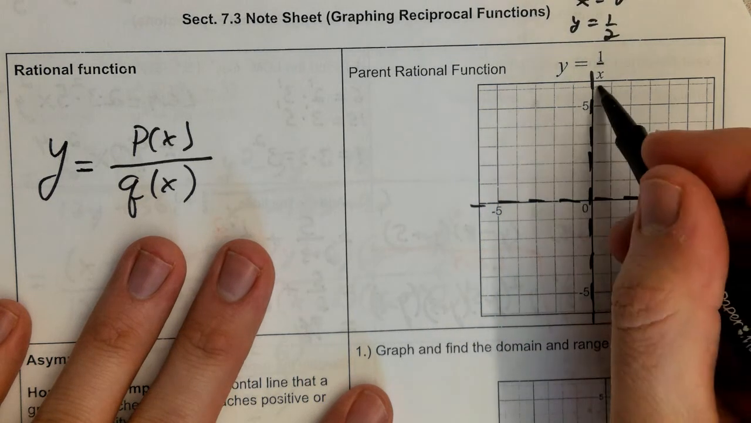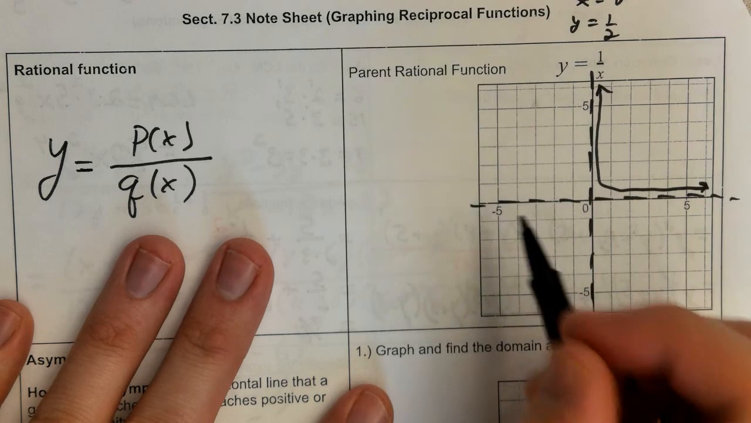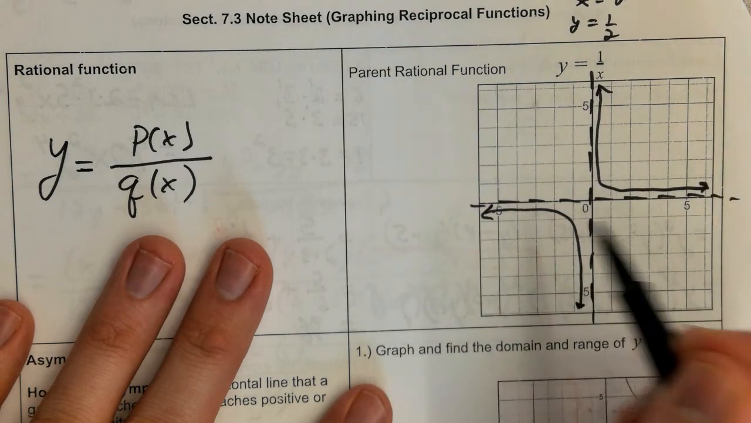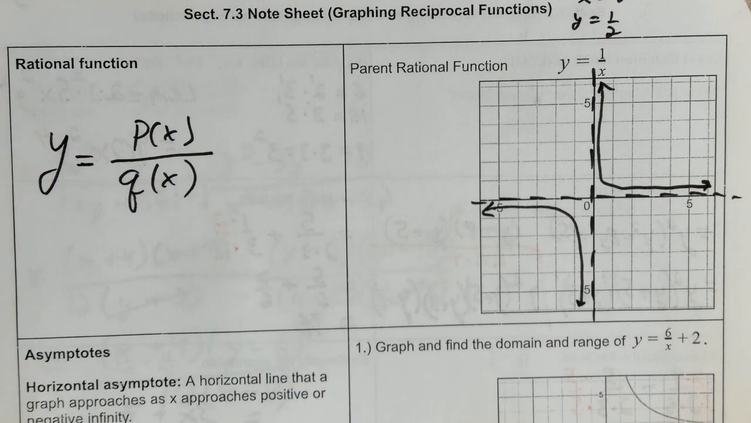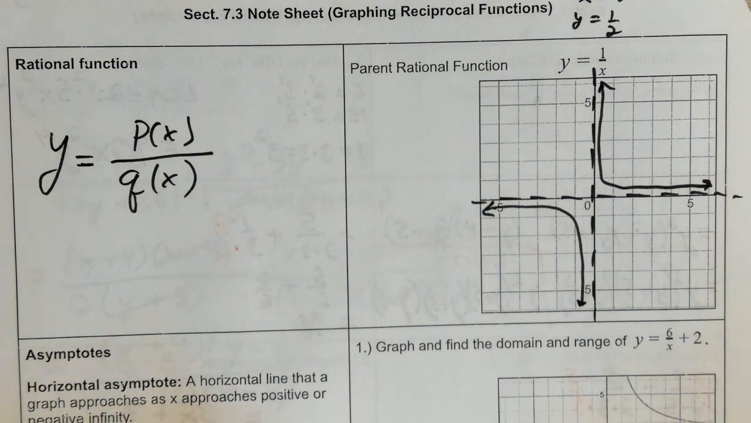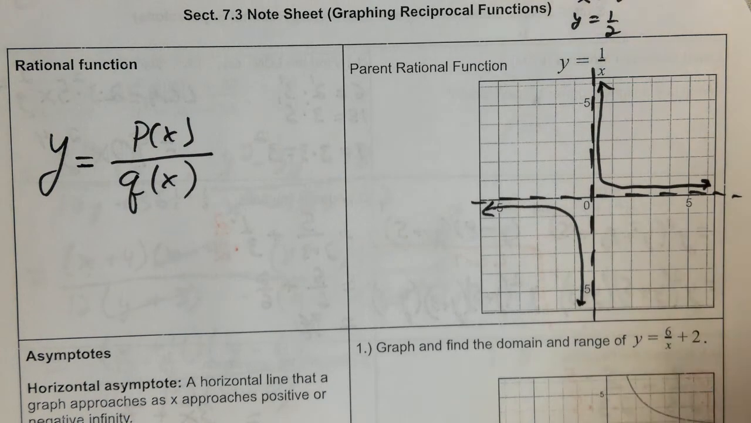Okay, so this graph 1 over x looks something like this. I'm not super picky about picking points on these. I'm mainly worried that you get the asymptotes in the right spot and then get the curves in the right quadrants of the asymptotes, okay? Although some of these graphs will have more than one asymptote, more than one vertical and horizontal asymptote.